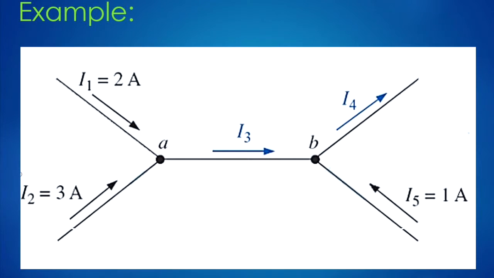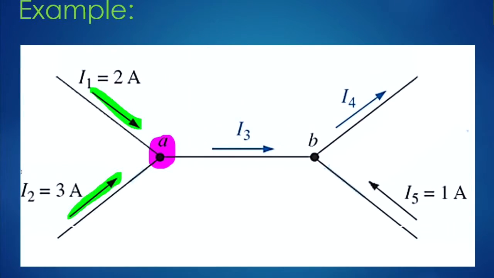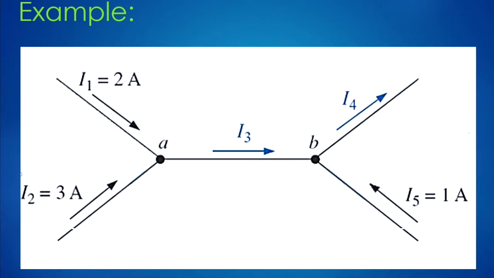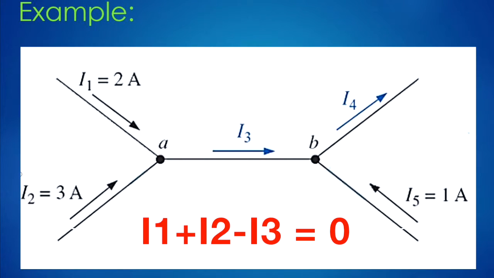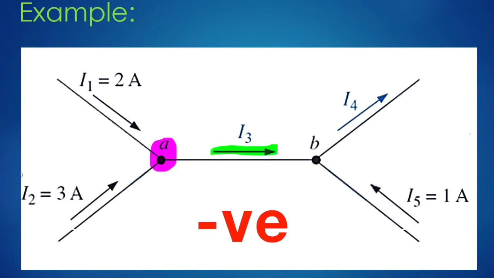Analysing the circuit around junction A, we can see I1 and I2 are both entering the junction, while I3 is exiting the junction. Therefore, we can conclude that I1 plus I2 minus I3 equals 0. Due to both I1 and I2 entering the junction, these two currents are positive, while I3 is negative as a result of the current leaving the junction.